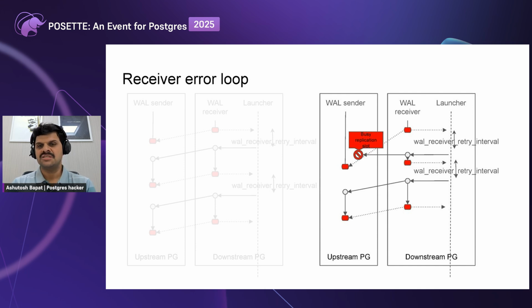Sometimes a busy replication slot is the real error, if multiple replicas are trying to use the same replication slot. Usually there will be one replication slot per replica. In case multiple replicas are using the same replication slot, then they can encounter this error, and in such a situation, you may want to create separate replication slots for each replica.